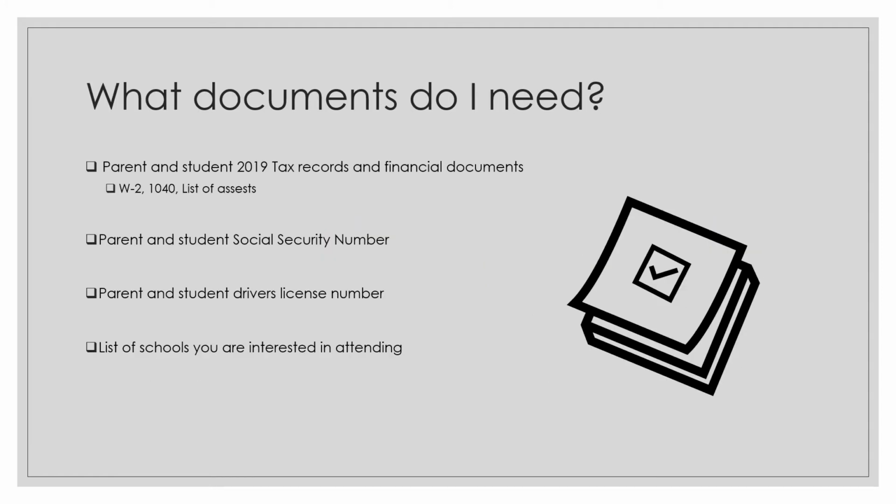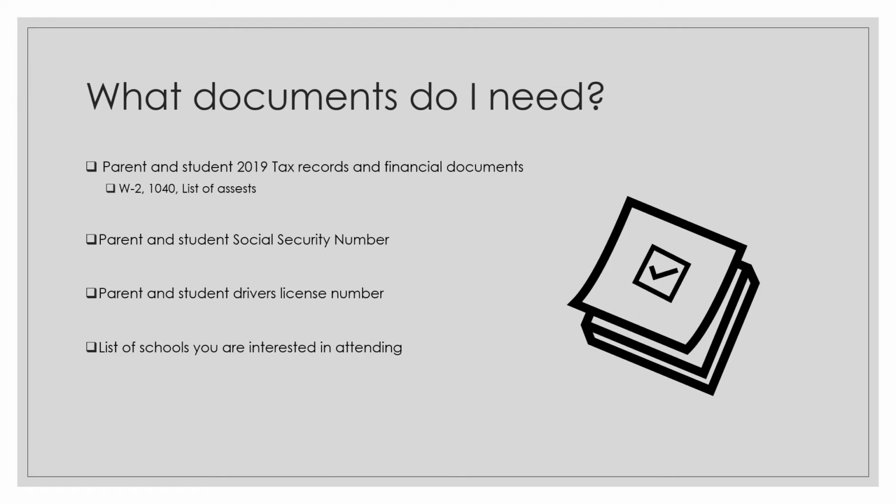So the documents that you are going to need to collect are the 2019 tax record and financial documents. Note the year on this. This is 2019 tax records and financial documents. We are filling out the 2022 FAFSA application, but we are using 2019 tax documents in the application. So just make sure that you aren't using last year's tax documents. You're using the 2019 tax documents.